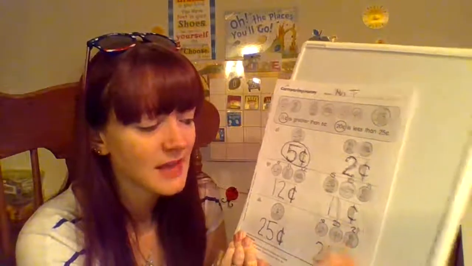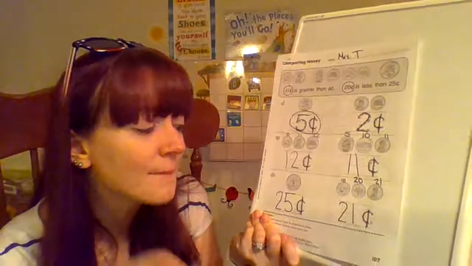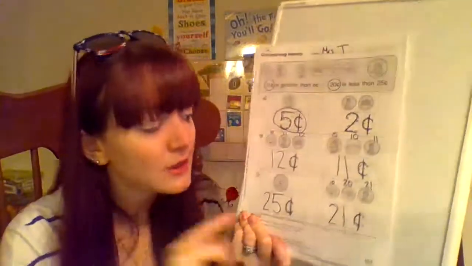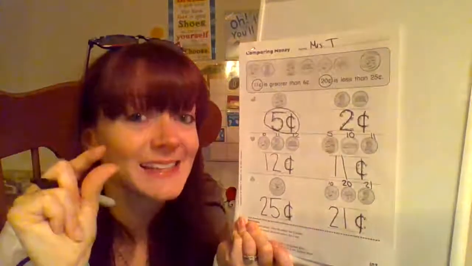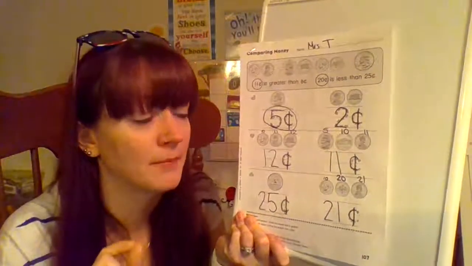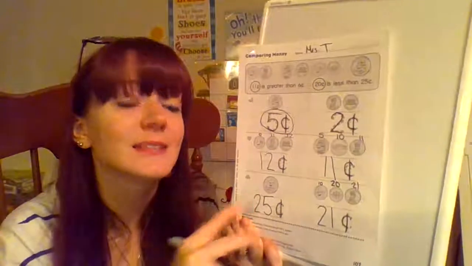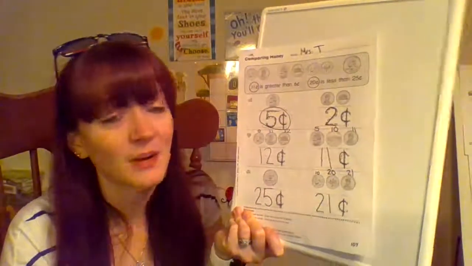21 cents. Now, we have to read the directions. Circle the amount that is less than. So which one is less? The smaller number. Circle the one that is less. 25 or 21? I don't want to give you the answer. I would like you to show me.